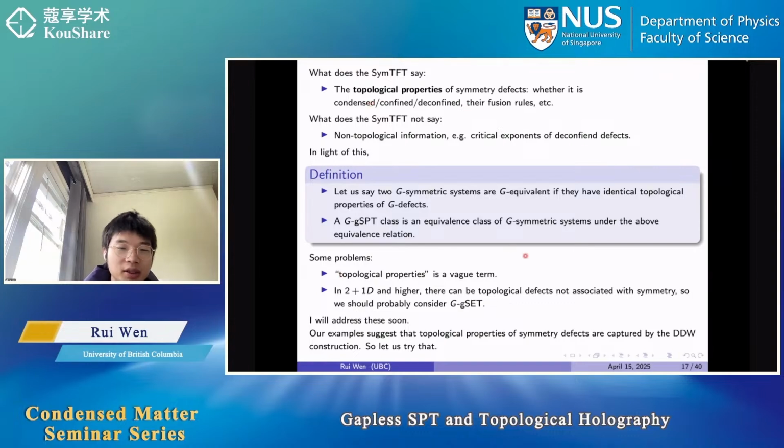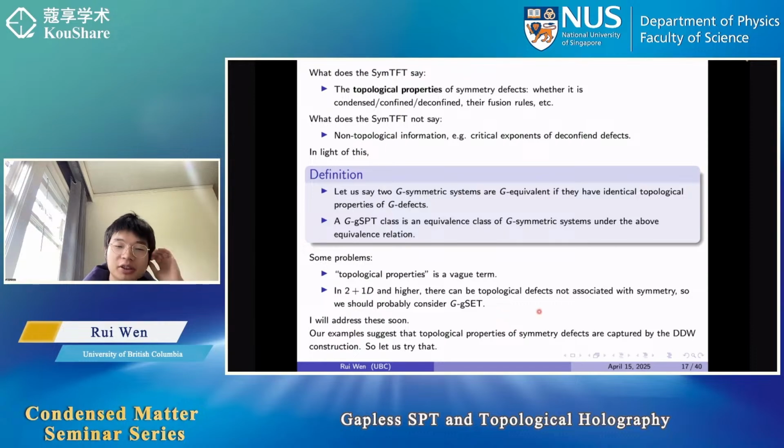And in 2 + 1D and higher, there can be topological defects not associated with symmetry. So we should probably consider G-Gapless symmetry enriched topological order. This is very weird, but this is definitely some possibility we should consider. And I will address this soon.